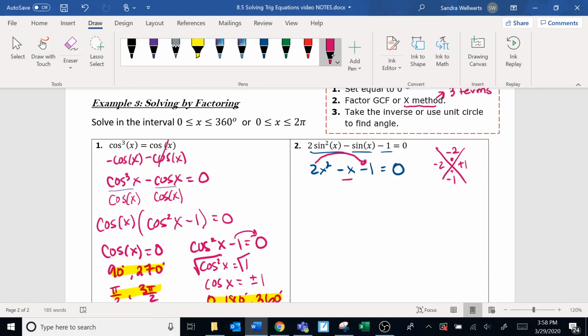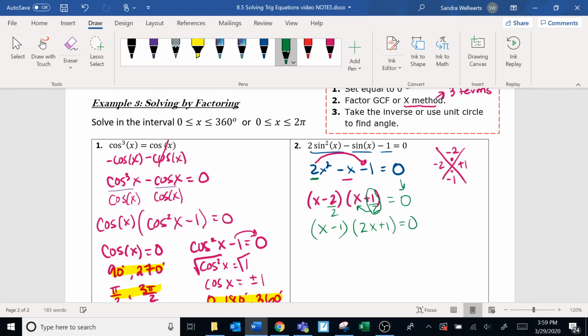So that works out. Now I'm going to write my binomials. So I have x minus 2 and x plus 1. Don't forget this part. Because we multiplied by 2 times negative 1, we have to bring it back at the end, so we have to divide by 2. This gives me x minus 1. And when I can't reduce the fraction, remember I have to bring the 2 to the front as a coefficient, so I have 2x plus 1. And remember, this is all still equal to 0. It just drops down. Okay, so now we factored it.